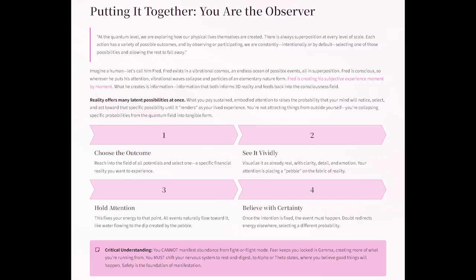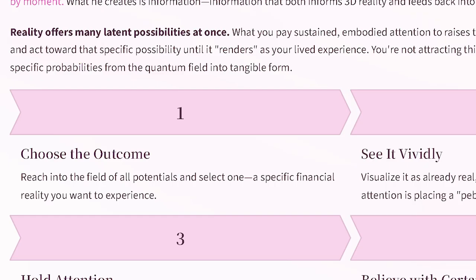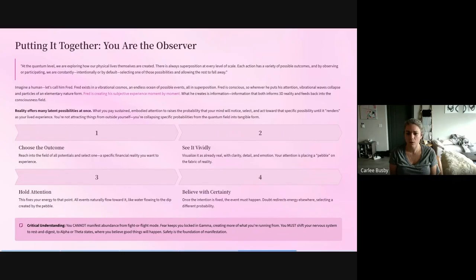So I tried to come up with a 4-step process to actually do this that was simple. This is what I came up with. These are the 4 steps. Number 1, choose the outcome that you want. This is talking about having the intention and saying, of all of the different potentials that exist out there in the field, I'm going to pick this one. That's what I want. And it has to be something specific.